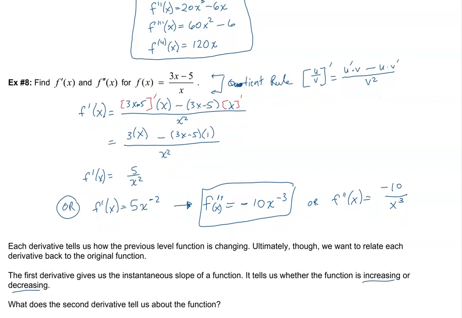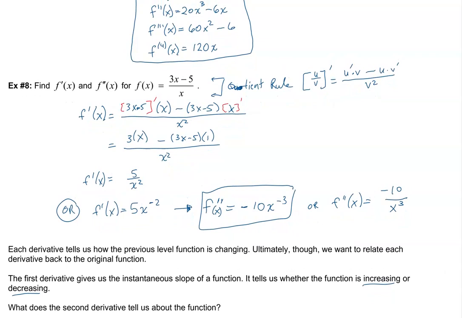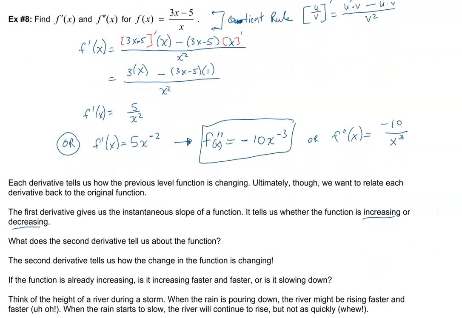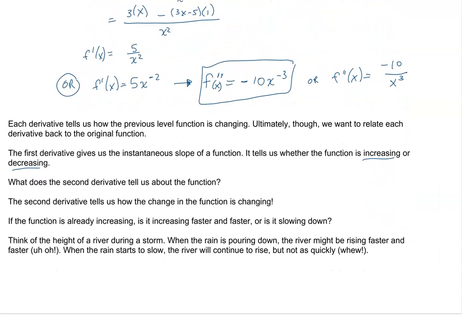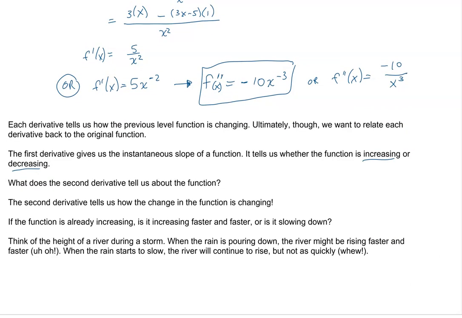Okay. What does the second derivative tell us about the function? It does tell us the first derivative is increasing or decreasing, but what does it say about the original function? The second derivative tells us how the change in the function is changing. If the function is already increasing, is it increasing faster and faster? Or is it increasing but slowing down?